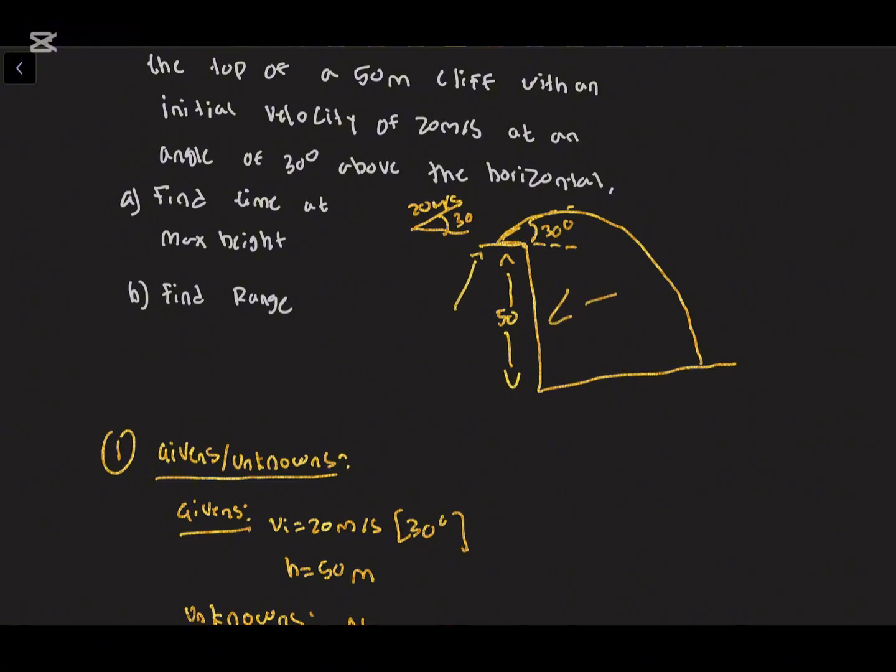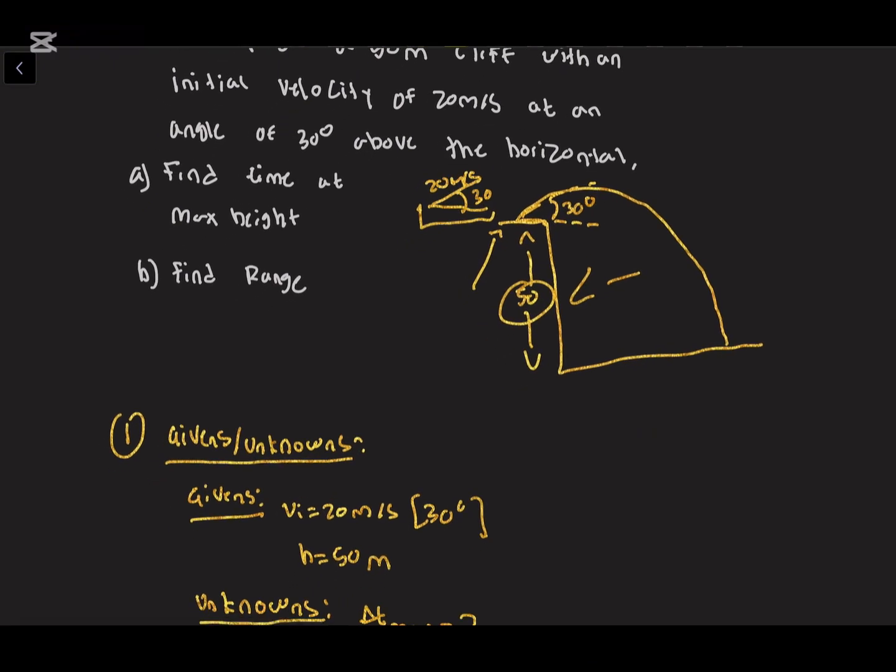So this would be my cliff, and I've labeled it as 50 meters because that's the initial height of the cliff. And then the angle would be here, and I've extracted this triangle and drawn it again here to show you how this triangle, or Vi, would have a Vix component and a Viy component, right? So we're going to use this diagram, and then we're going to find the time of max height.